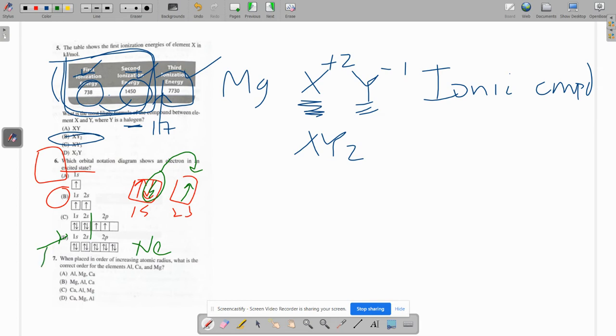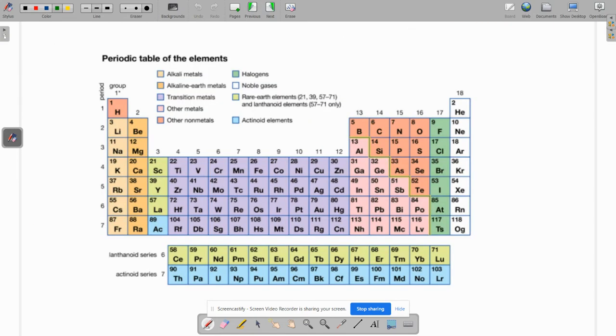All right, number 7, we're going to start looking at periodic trends. It says, when placed in order of increasing atomic radii, what is the correct order for the elements aluminum, calcium, and magnesium? So I'm going to take a look at the periodic table. Let's say we had magnesium, calcium, and aluminum. Those are three players right there. And it said, put them in order of increasing size, so smallest one first to largest.